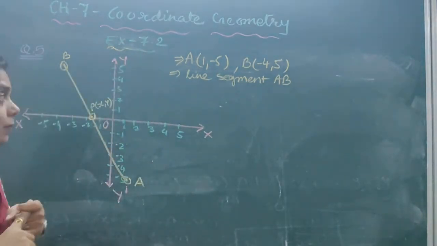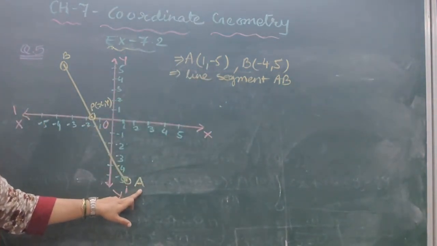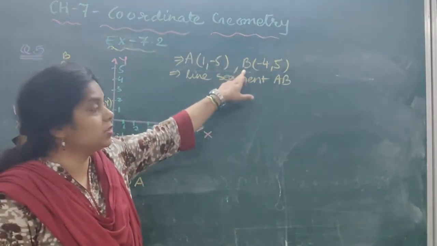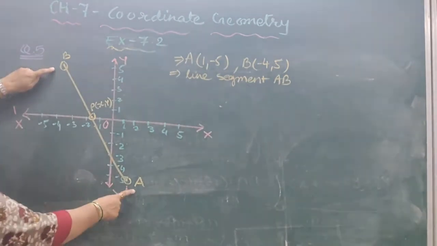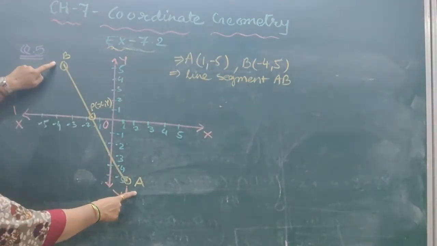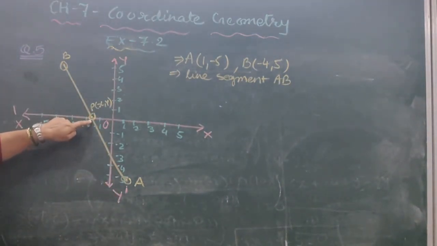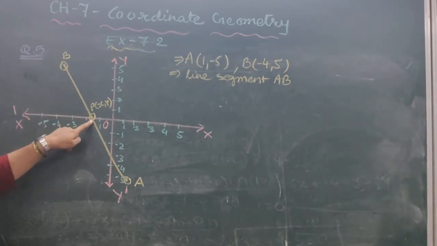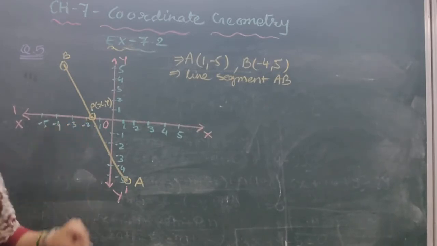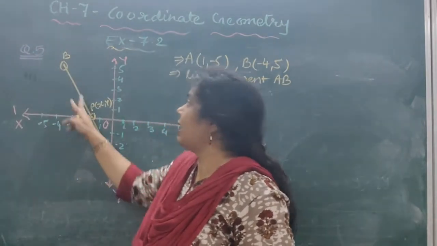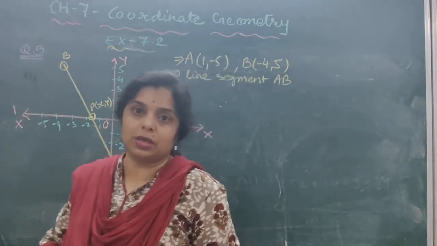As it is given that the two points are 1, minus 5, it must be in the fourth quadrant. A point is here, and the B point must be in the second quadrant as it is minus 4, 5. So here it is A, and in the second quadrant it is B. If we join the line segment, you can see it intersects or passes through the x-axis. We need to find this intersection point, as it divides the line segment into two parts. So let's see how to solve such types of examples.